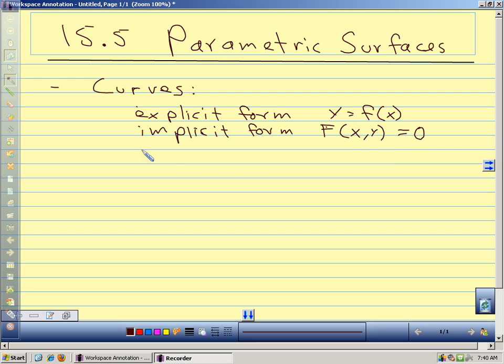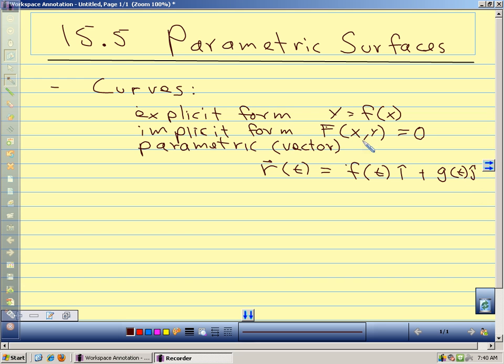And then we worked with parametric or vector forms of equations for curves, where we had some r of t equals f of t i plus g of t j. And parametric and vector form are essentially the same. The parametric form is just the components of our vector form.